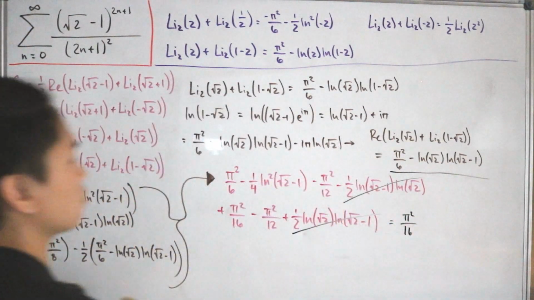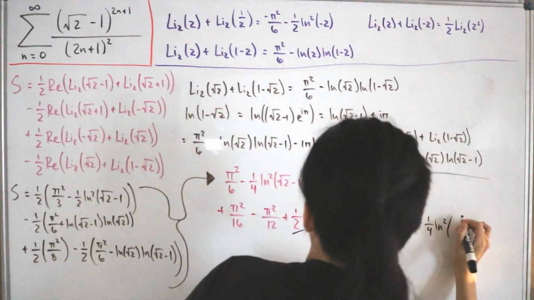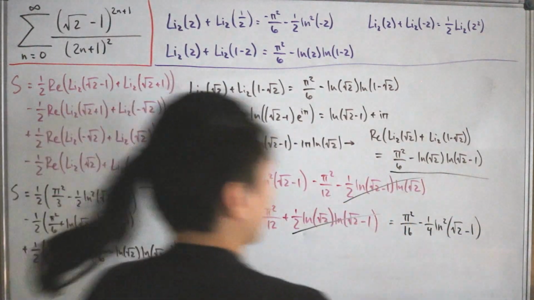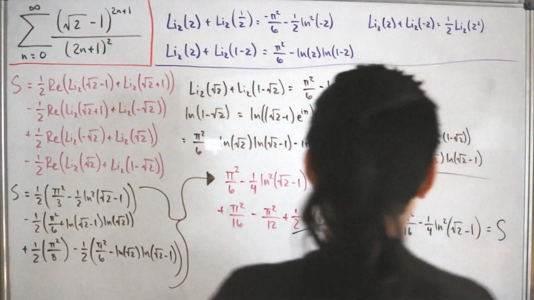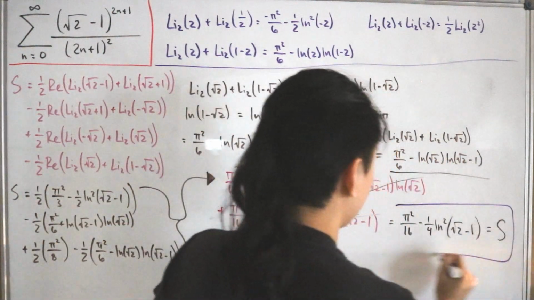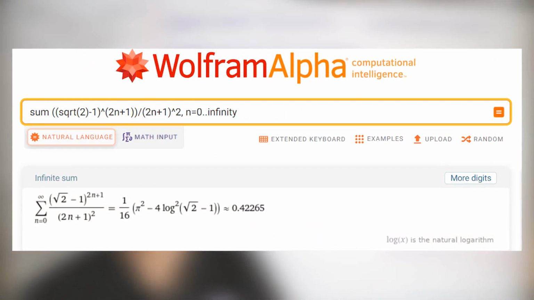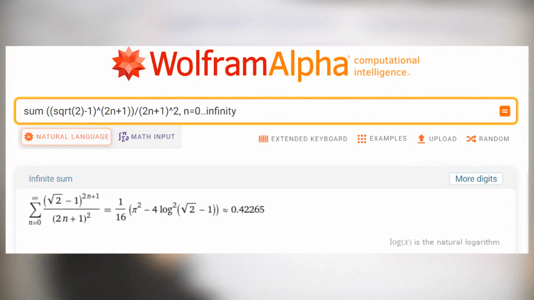And then all that's left is minus 1 over 4 times the natural log squared of the square root of 2 minus 1. And therefore that is our final answer for S, our infinite sum that we wanted to calculate this entire time. So that was a lot of talking. I'm already short of breath, but it does come down to a nice final answer, as mentioned. So there we have it.